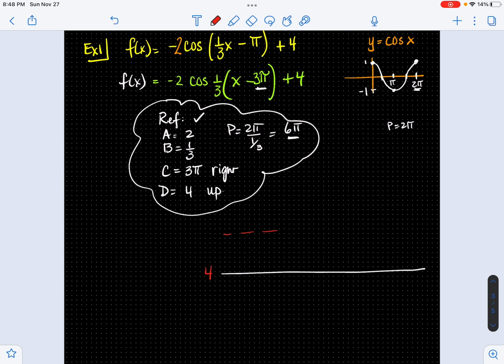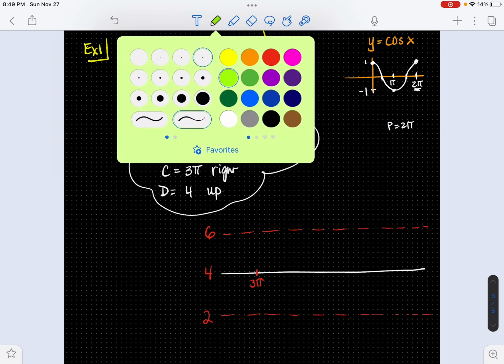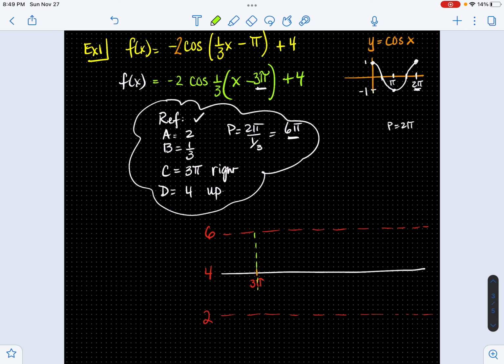And now let's see how high this goes based off the amplitude, and how low the wave goes. Amplitude is 2, so this will go up to 6 and down to 2. It fluctuates between that. All right, scoot it to the right, 3 pi. So the start point is 3 pi. Then I need to know the end point. And meanwhile, since I have the start point, I can get my quarters started, or quadrants. First quadrant, second, third, and fourth.